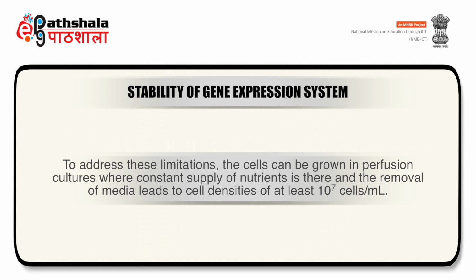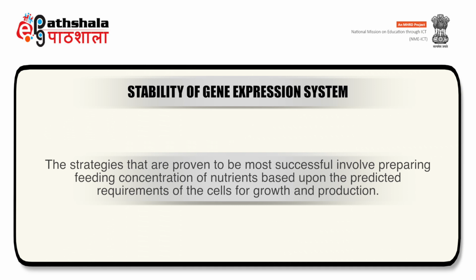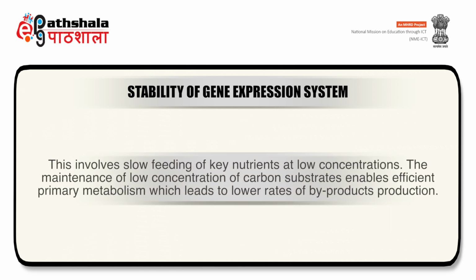To address these limitations, the cells can be grown in perfusion cultures, where a constant supply of nutrients and the removal of media lead to cell densities of at least 10⁷ to 10⁸ cells per ml. The strategies that are proven to be most successful involve preparing feeding concentrations of nutrients based upon the predicted requirement of the cells for growth and production. This involves slow feeding of the key nutrients at low concentration.